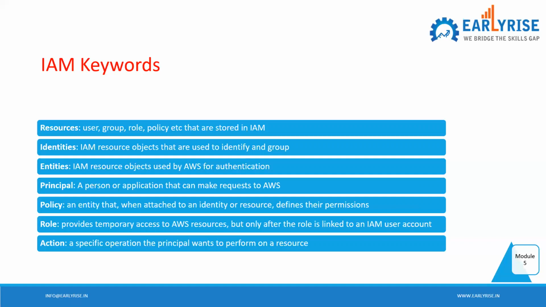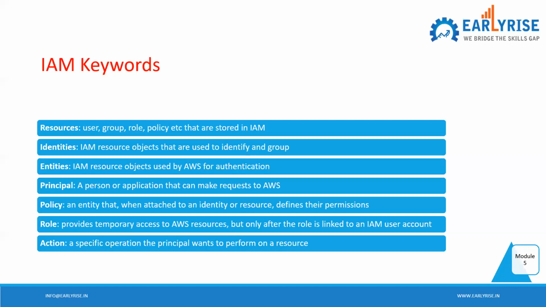So the term identity we are using is the one using which some resource can be identified. Using a user or a group or a role, we can identify the resource objects, like account ID, email ID. In the case of IAM, it will be like user. User is an identity, or group is an identity.